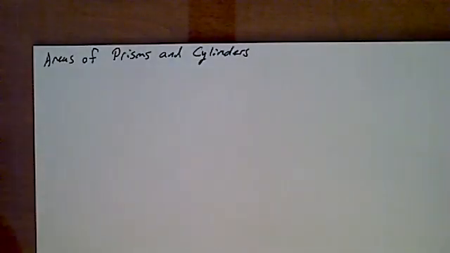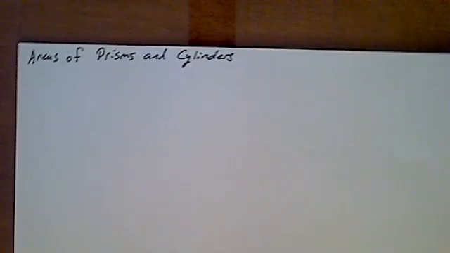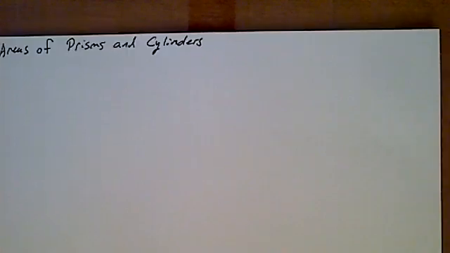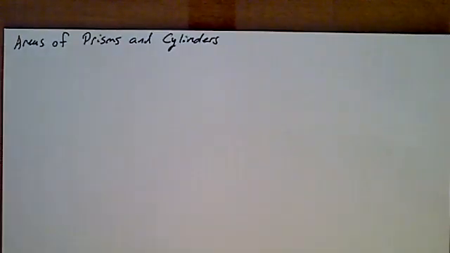Today we're looking at areas of prisms and cylinders, and we'll find that the area formulas for these are very, very much alike. So we have two different things that we're looking at. We'll have lateral area and surface area. Surface area will be the area of everything for the prism or cylinder, whereas the lateral area will just be the up and downs without the two bases.